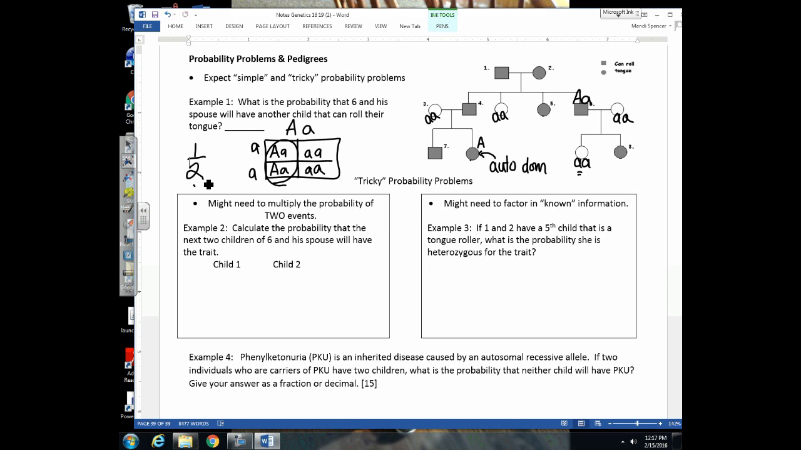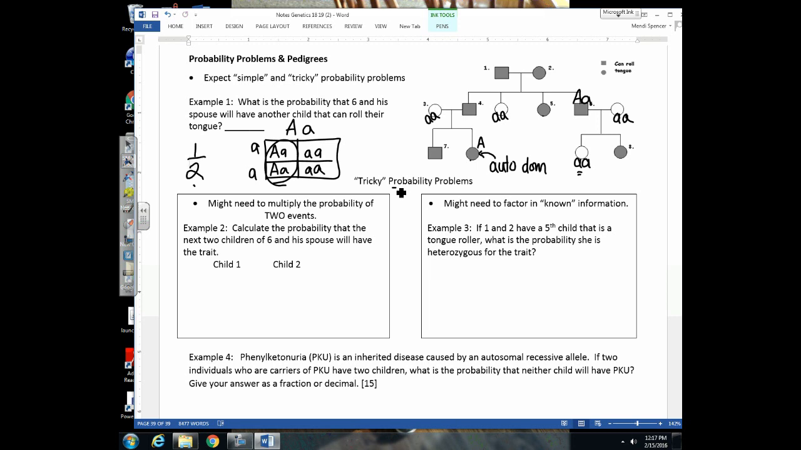We knew the genotypes of both parents, and they're asking what is the probability of their next child having a specific trait. So let's take a look at some of these trickier probability problems. In some of these trickier problems, you might need to multiply the probability of two different events. So what I mean by that is, imagine if you are flipping a coin and you were asked what is the probability that you flip two heads in a row.